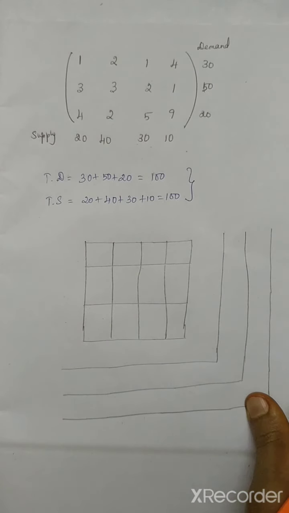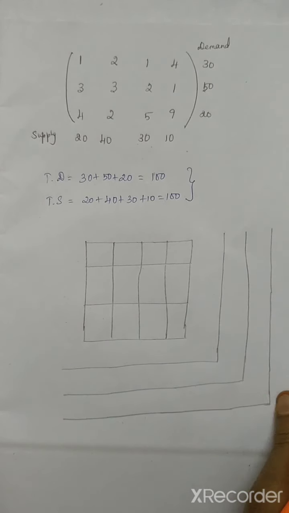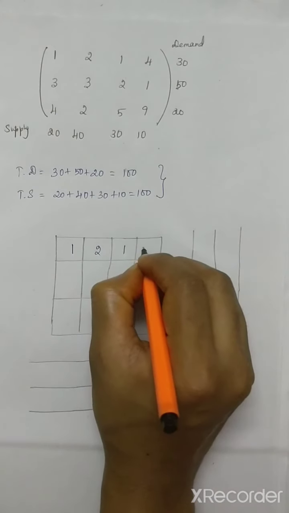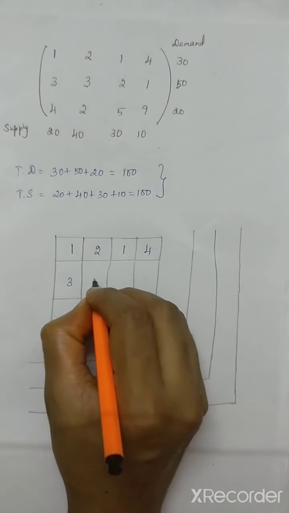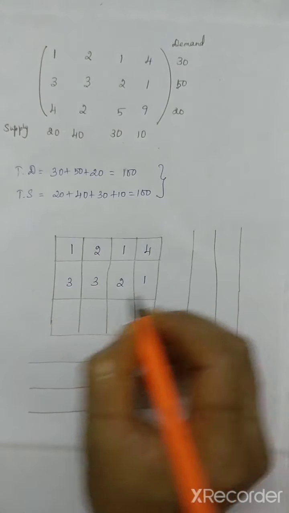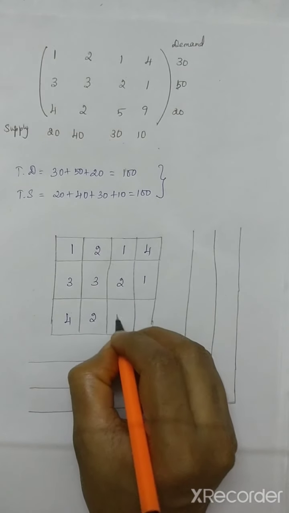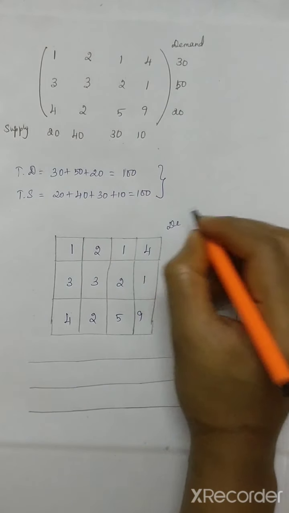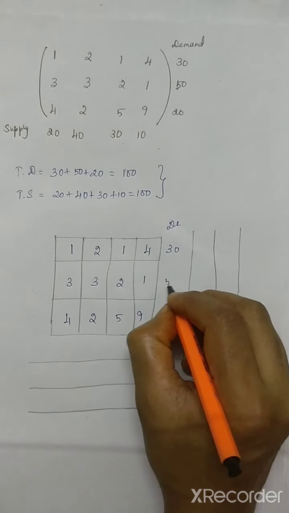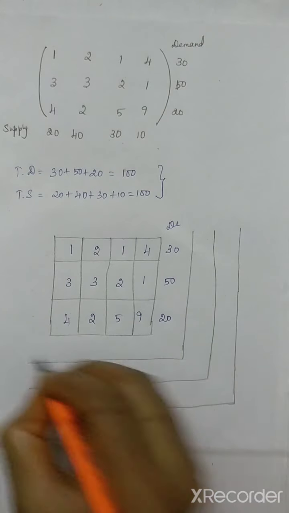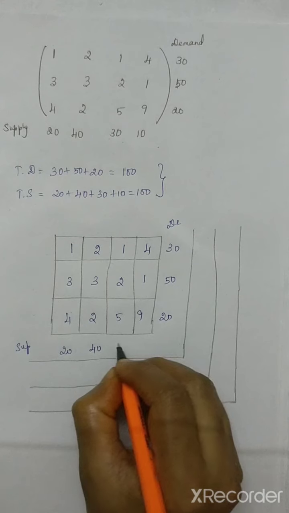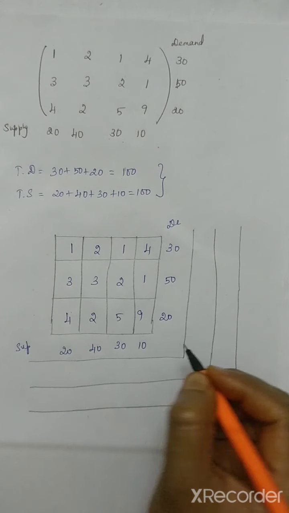Write the cost values. 1, 2, 1, 4, 3, 3, 2, 1, 4, 2, 5, 9. The demand values are 30, 50, 20. Supply values are 20, 40, 30, 10.